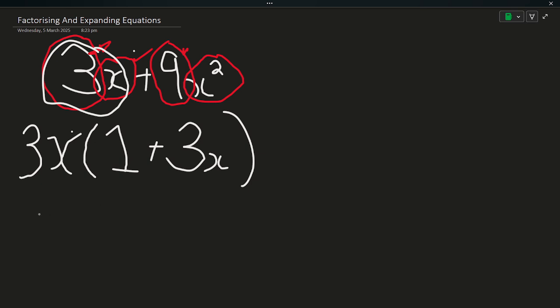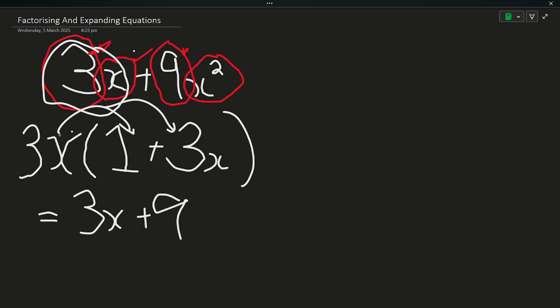You can even double check this answer if you want. One way to do that is expanding. Actually, let's just do it right now. We take 3x onto 1, so 3x times 1 is equal to 3x, plus 3x times 3x: 3 times 3 is 9, and x times x is x squared. So this is the same as the original, so it is correct.